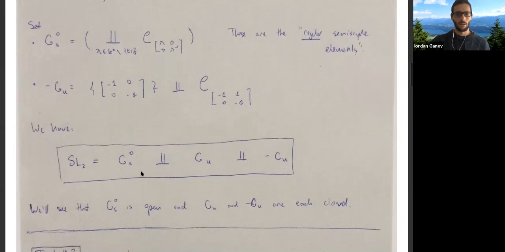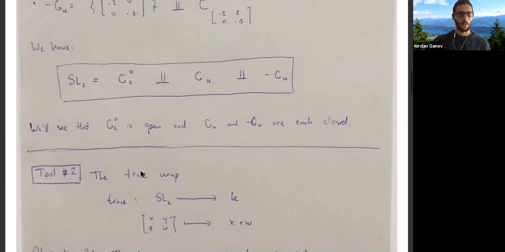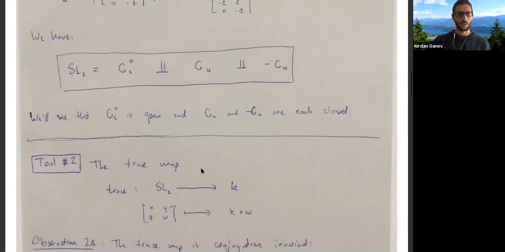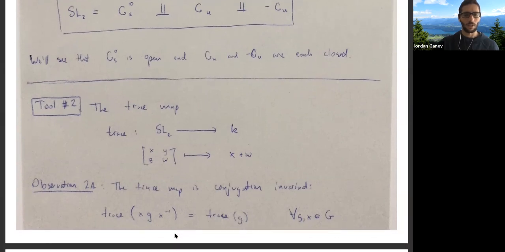All right, so that's one tool. The other tool we're going to use is the trace map. So the trace is just the sum of the diagonal entries. I don't know why I wrote X, Y, Z, and W here. I could have just written A, B, C, and D, but we take the sum of the diagonal entries. This seems a bit arbitrary maybe, but the reason it's a good idea is because it's conjugation invariant. Trace has this cyclicity property: trace of AB is the same as trace of BA. Because of that, the trace is conjugation invariant, and so it's constant on conjugacy classes.